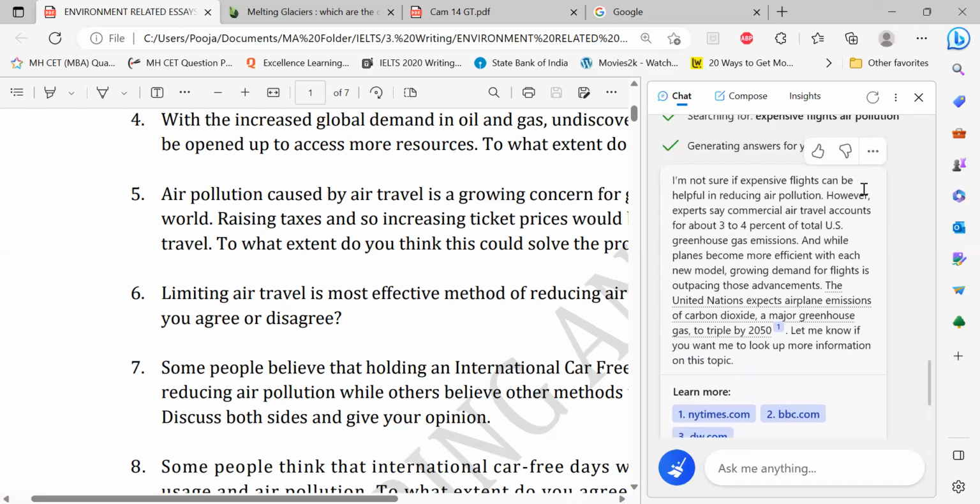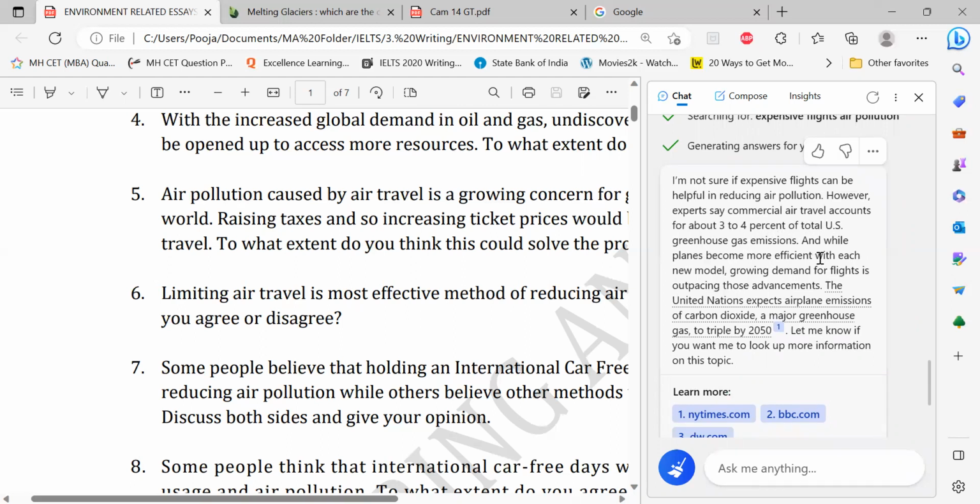I'm not sure if expensive flights can be helpful in reducing air pollution. However, experts say, see, they have also used somebody else's opinion. किसी और के कंधे पे बंदूक रख के. You understand what does that mean? He is not saying it, but experts say commercial air travel accounts for about 3 to 4% of total US greenhouse gas emissions.